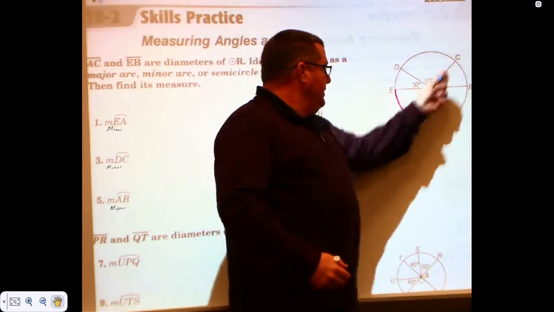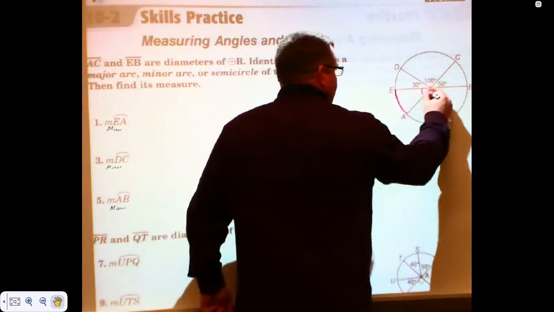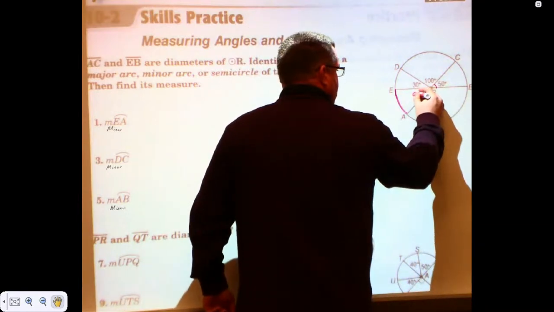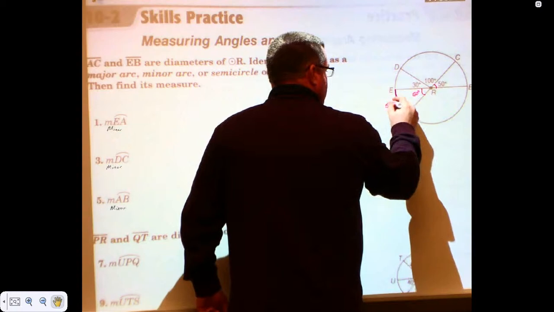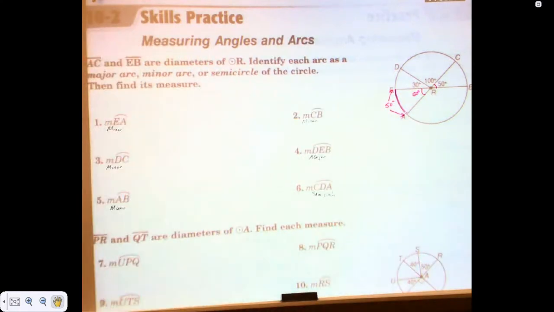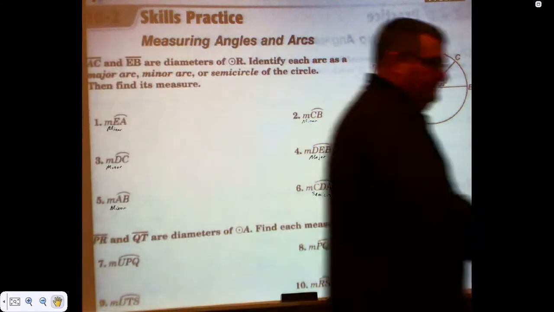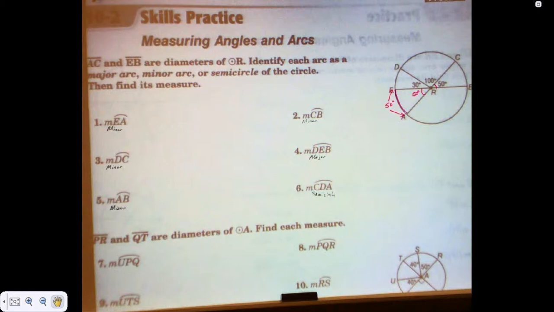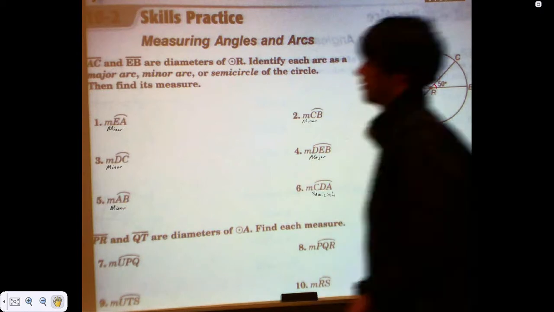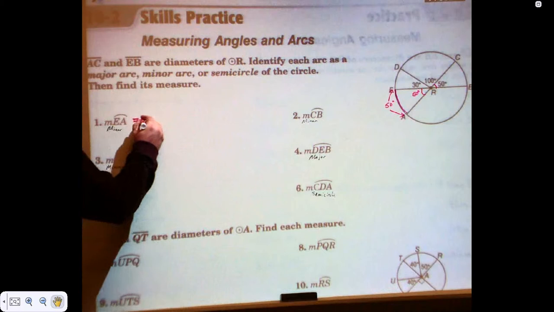But, are these two lines intersecting? So what type of angles are they? What does that make this angle? So what does that make this arc? Arc's the same. Make sense? So what's the measure of this arc?